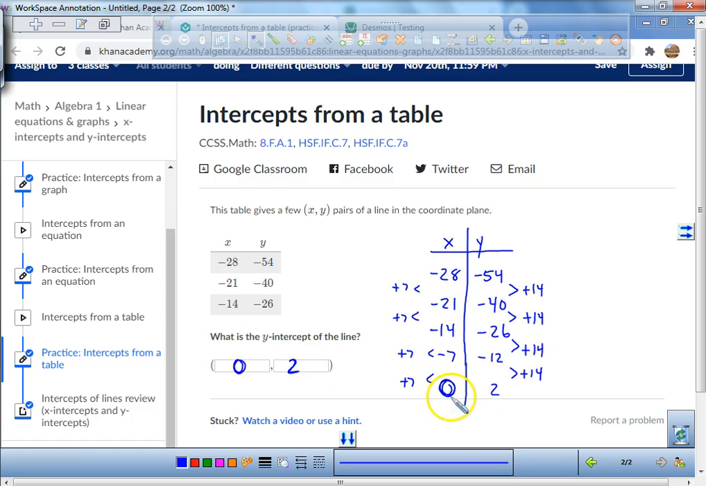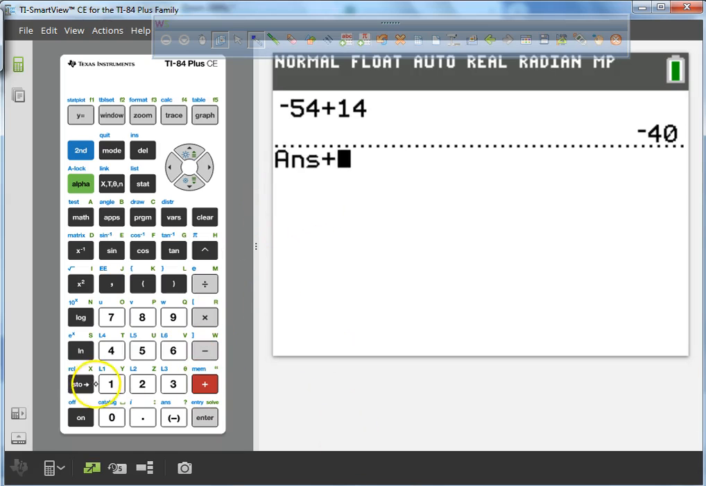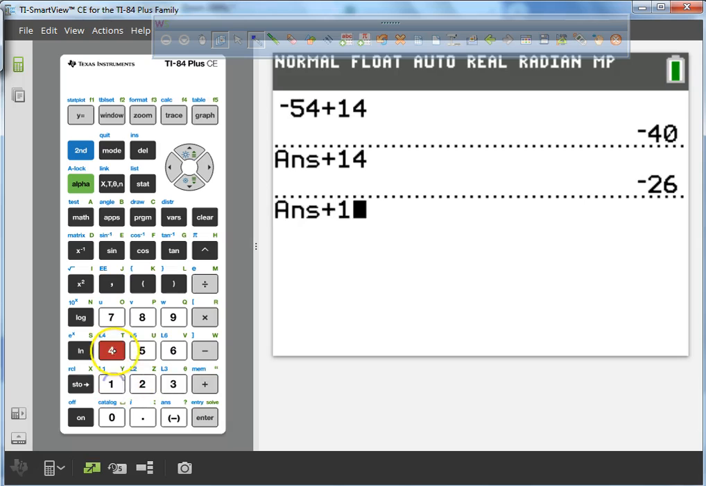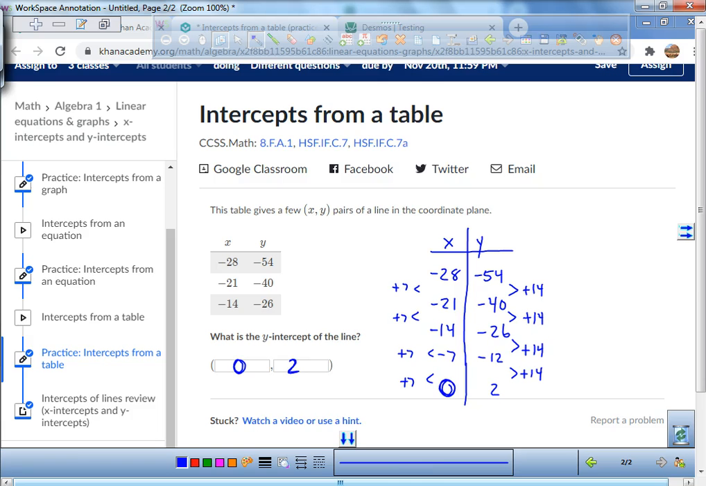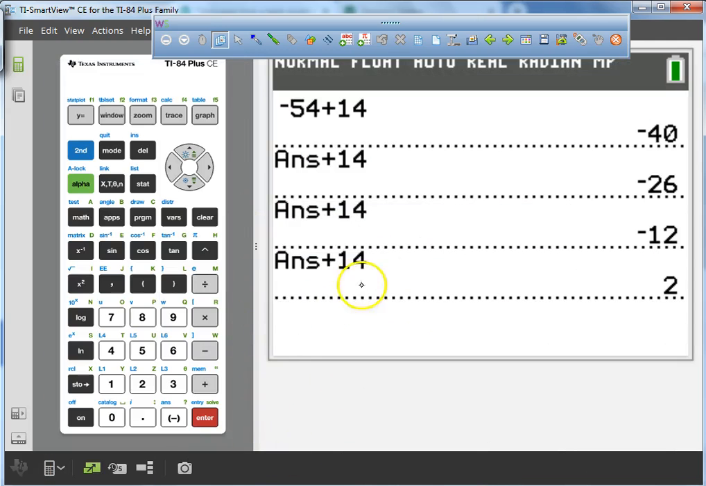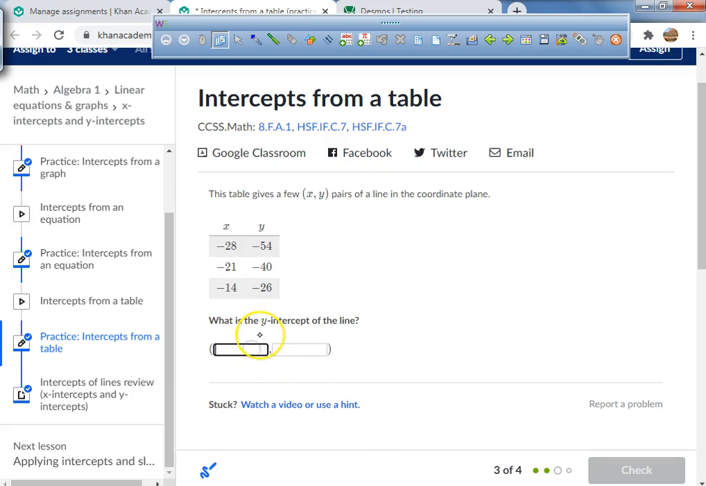And if I just keep doing the pattern, these were going up by 7. These are going up by 14. If that doesn't make sense, hopefully you see that if I just keep adding 14, I get to a negative 26. I add 14, I get to a negative 12. I add 14, I get to a 2. So now I feel pretty confident of typing in a 0 and a 2. So I'm going to type in a 0. I'll type in a 2.